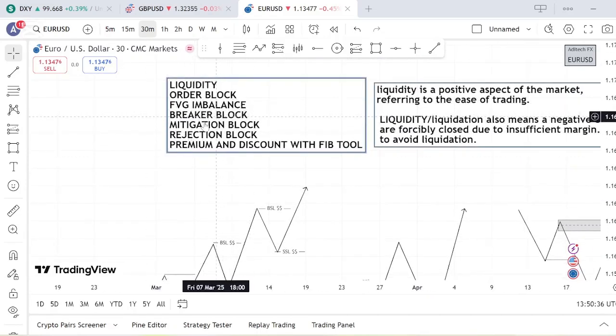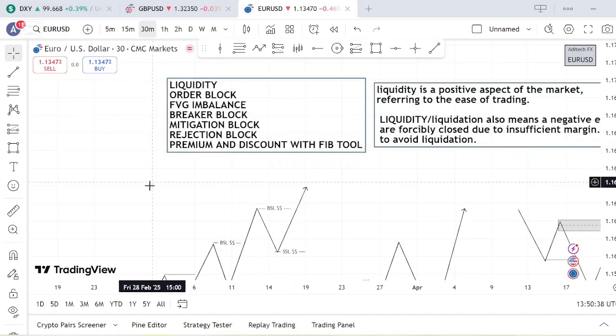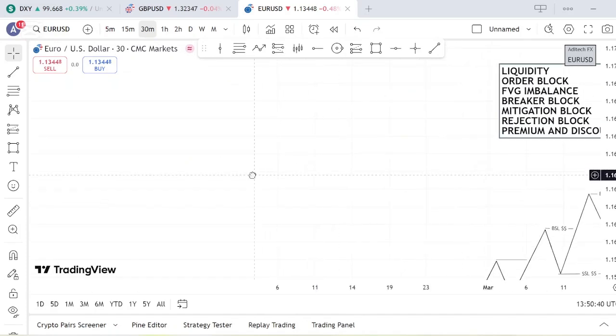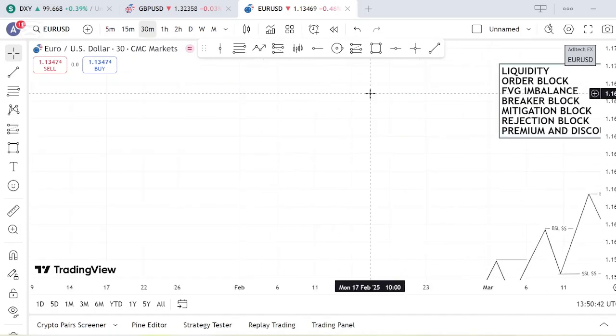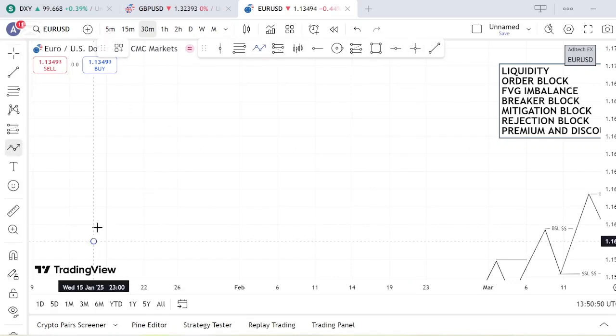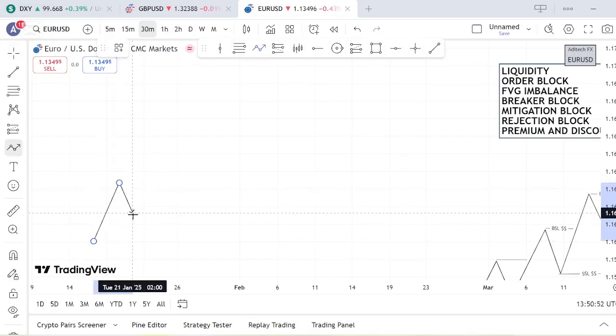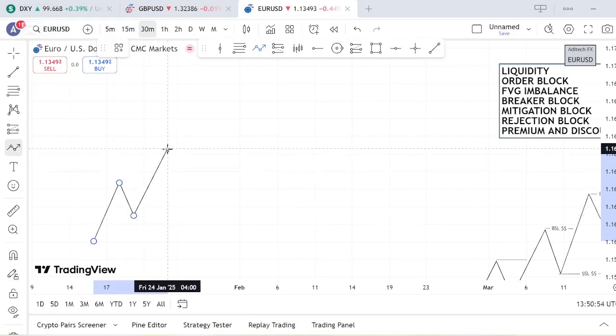So what we have next is called a breaker block. What is a breaker block? A breaker block simply involves a resistance becoming a support or a support becoming a resistance. So let's assume we're in an uptrend and price is breaking structures to the upside.